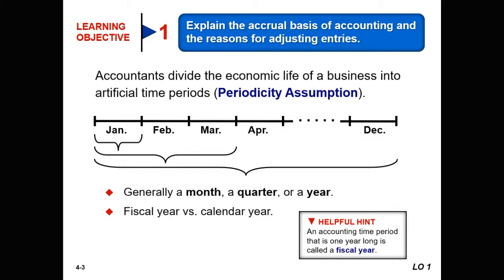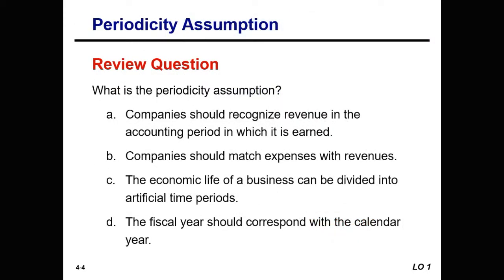So what is the periodicity assumption? Based off the book you're reading, is it A, companies should recognize revenue in the accounting period in which it's earned? B, the company should match expenses with revenues? C, that the economic life of a business can be divided into artificial time periods? D, the fiscal year should correspond with the calendar year? Hopefully you chose C. The economic life of a business can be divided into artificial time periods.